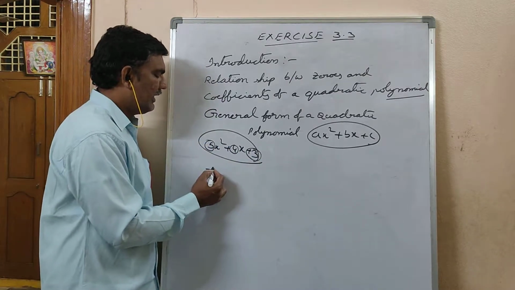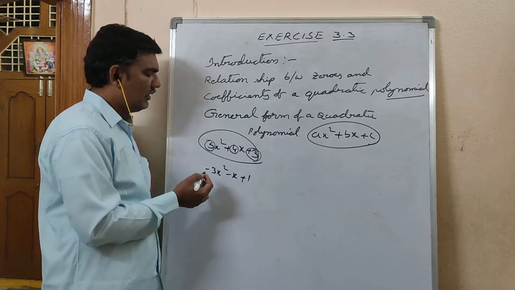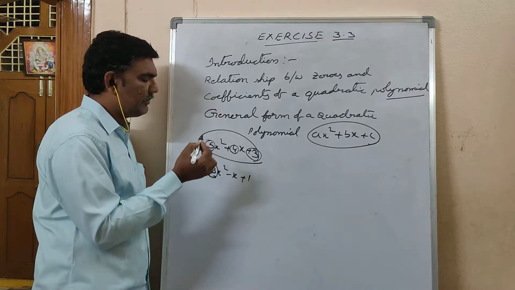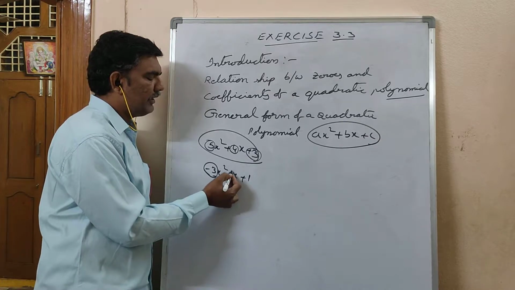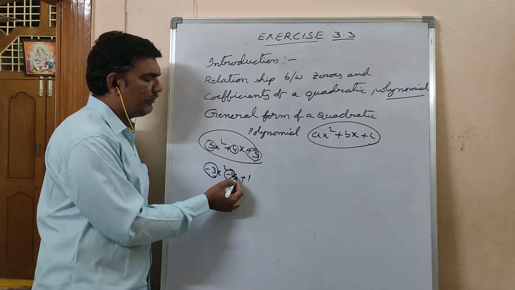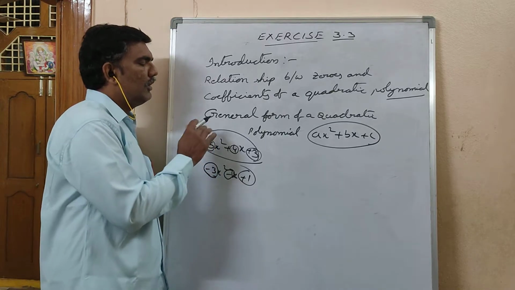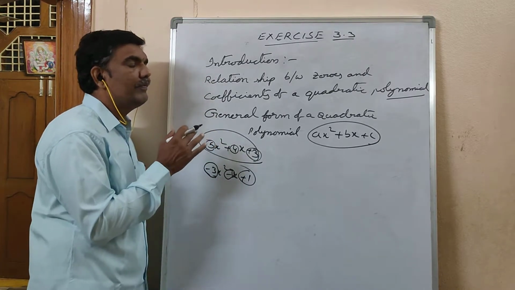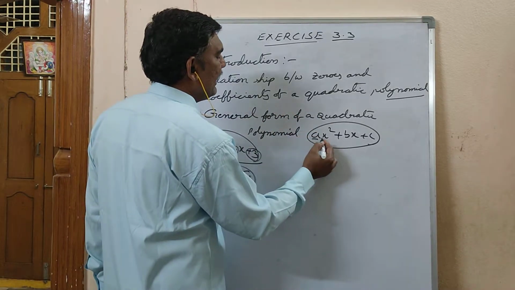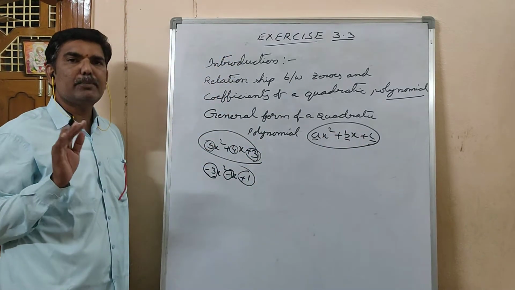Sometimes minus 3x square minus x plus 1 is there. X square coefficient, you should not write 3. X square coefficient is minus 3. X coefficient, if there is no number, it will be 1 including the symbol, so the coefficient of x is minus 1. Constant term is plus 1. So, you should know what coefficients are. In the general form of a quadratic polynomial, a, b, c are called coefficients of the quadratic polynomial.